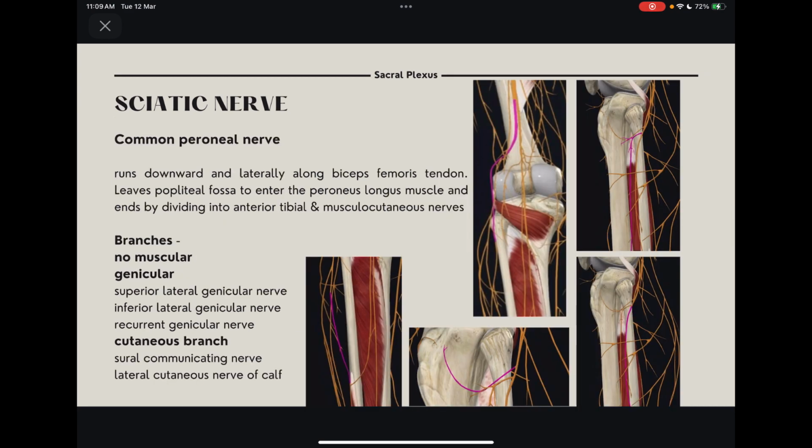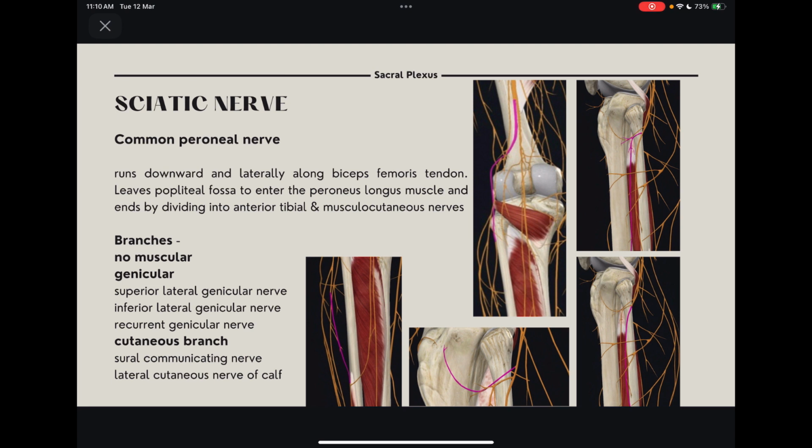The other branch is the common peroneal nerve. The common peroneal nerve is the smaller of the two branches. What this branch does is it turns around, so it will go laterally along the tendon of the biceps femoris. The biceps femoris muscle is going to get inserted on the fibular head and the lateral condyle of the tibia. So this common peroneal nerve will continue downwards, and then it will go laterally along the biceps femoris.